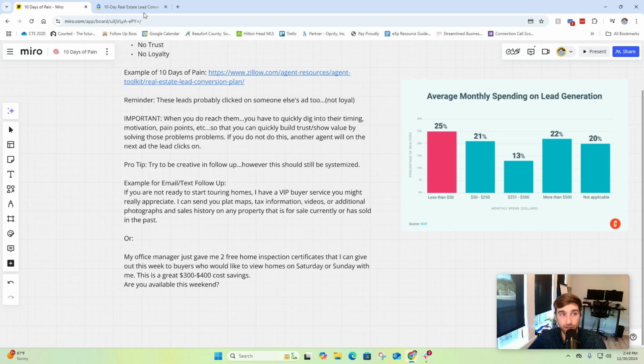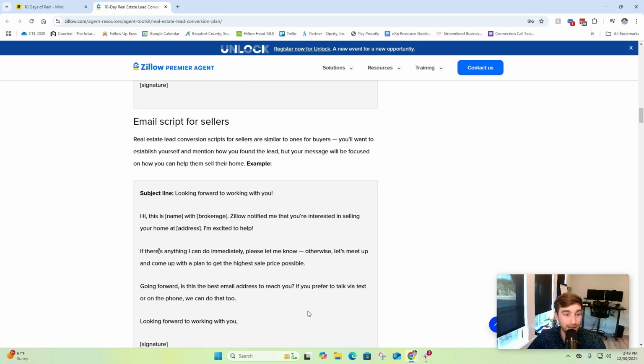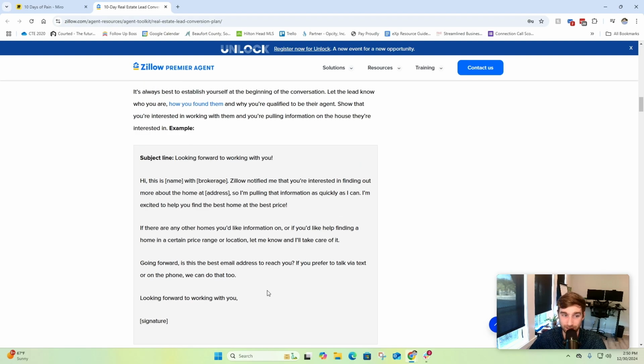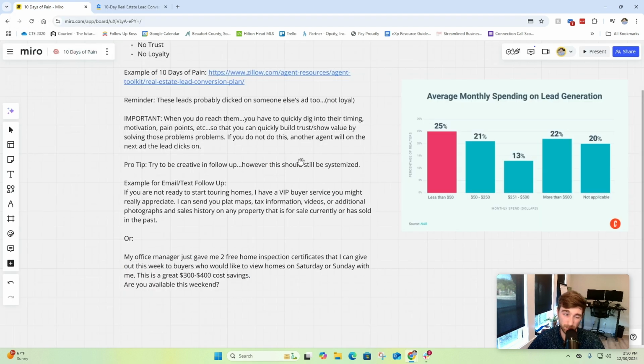Please do not be like every other agent and use an email like this. "I'm sure we can find a really good one. If there's anything I can do immediately, please let me know. Otherwise, let's meet up and come up with a plan to get the highest sales price possible." Every other agent is saying that, right? "If there's any other homes you have information or you want information on, respond back to me." They're not going to respond back to that, right?